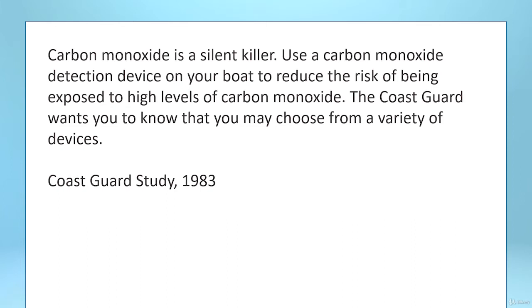Use a carbon monoxide detection device on your boat to reduce the risk of being exposed to high levels of carbon monoxide. The Coast Guard wants you to know that you may choose from a variety of devices.